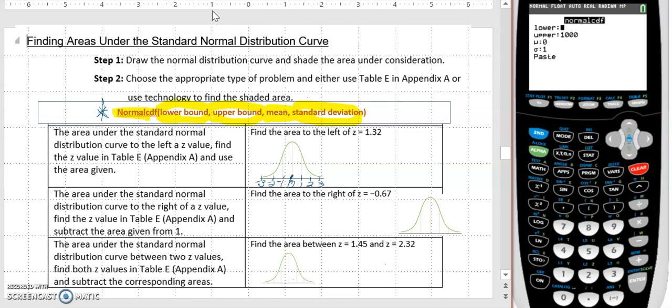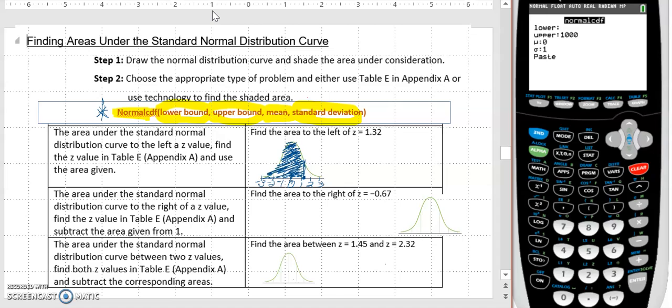And what it's asking me to do is find the area to the left of z equals 1.32. So I've got to estimate 1.32 is somewhere along in here. So I'm looking at the area to the left of that. So what I'm considering is all of this. What percent of the curve, the area, would be to the left of 1.32. But that doesn't fit our 68, 95, 99.7 rule, but we can use this command.